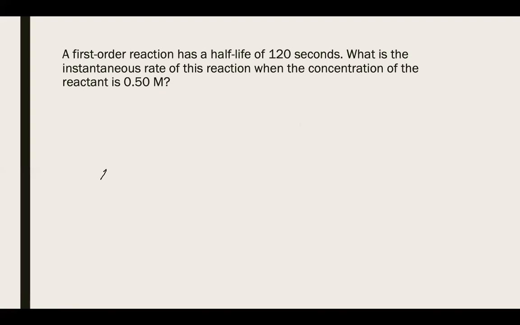The equation that you have to use for a first order reaction is that t1/2 equals ln2 over k. You have this equation and you have your half-life already, and ln2 is just a number. So if you plug into this equation, you can figure out what your k value is, and then you can use that in order to figure out the instantaneous rate.